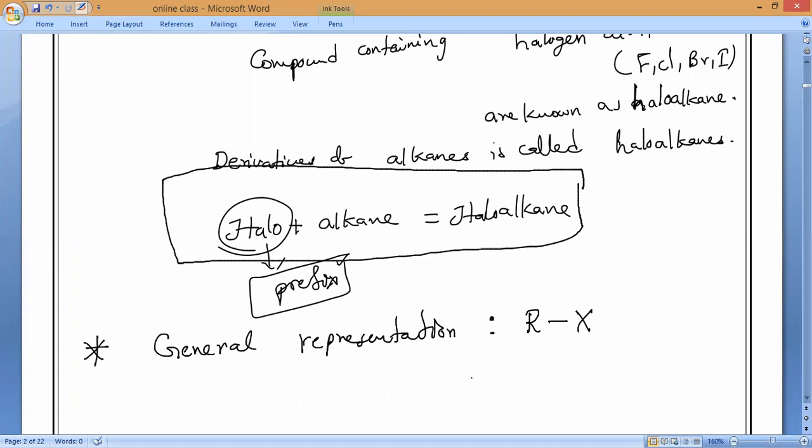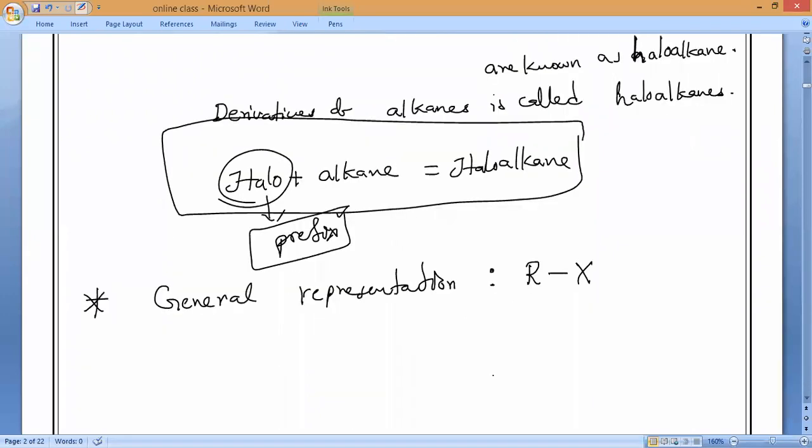X means what? Anybody can guess? Halogen. That is what you have to remember. R indicates any alkyl group. Do you remember alkyl group, all of you? Please respond. What do you mean by alkyl group? Removing one hydrogen from an alkane, so that one valency is remaining. That is what we used to call alkyl groups. So we studied methyl and ethyl groups also. Yes or no, guys?